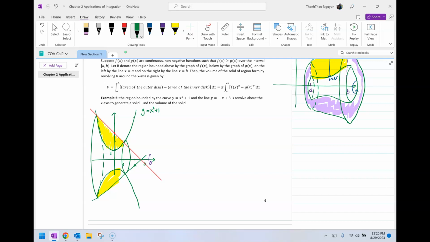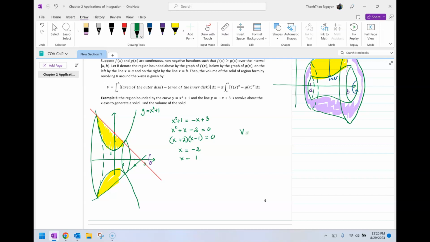First of all, the first step, we will find the intersection of the two curves. So x squared plus 1 equal negative x plus 3, x squared plus x minus 2 equal to 0. So x plus 2 times x minus 1 equal to 0. So the x intersections are x equal negative 2 and x equal 1.